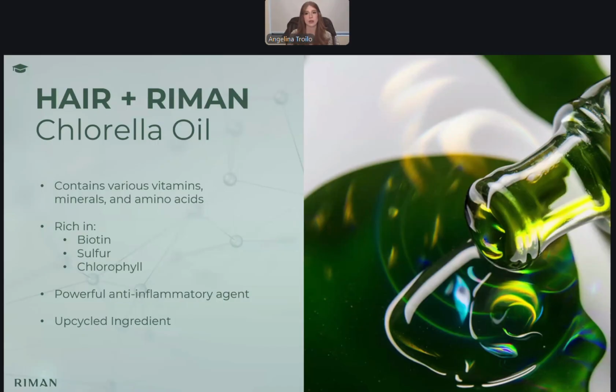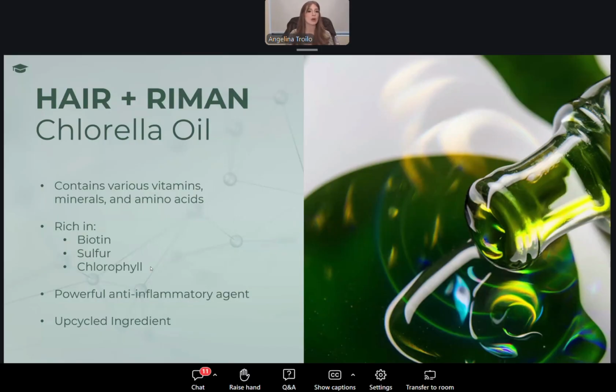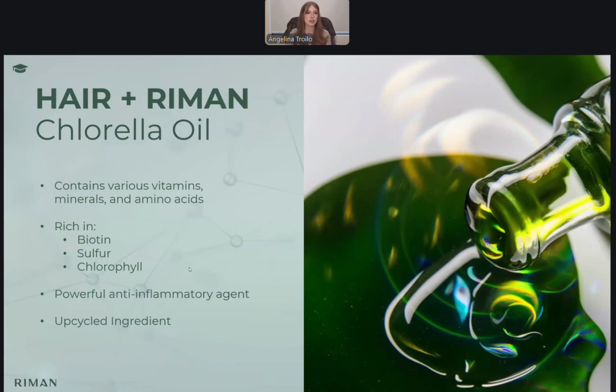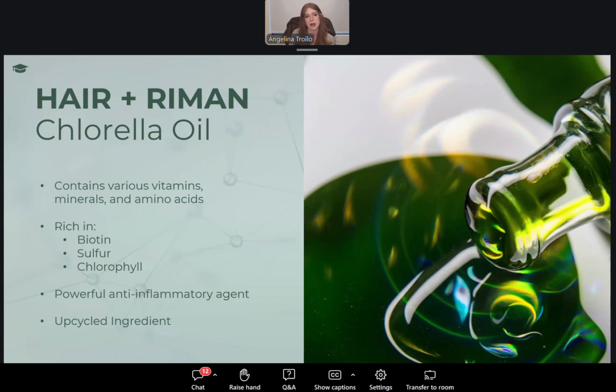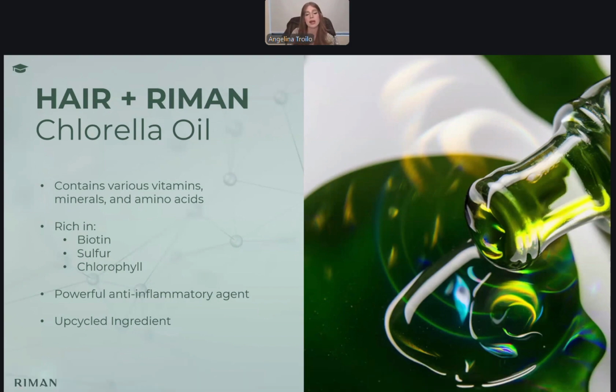It also allows for increased protein deposition to the hair, and it is a natural conditioner for the hair to really make the hair seem shiny. Now, chlorella oil is additionally a powerful anti-inflammatory agent, which really helps again with healthy hair growth from the scalp. So chlorella oil is a perfect consideration and ingredient for addressing both the scalp and the hair strands as well. Better yet, it's what's known as an upcycled ingredient.